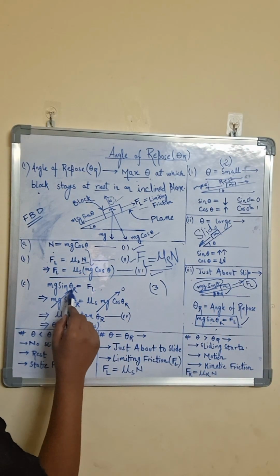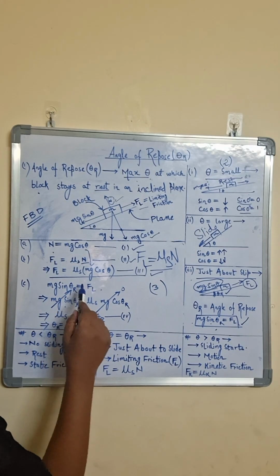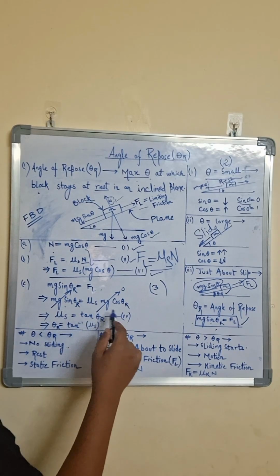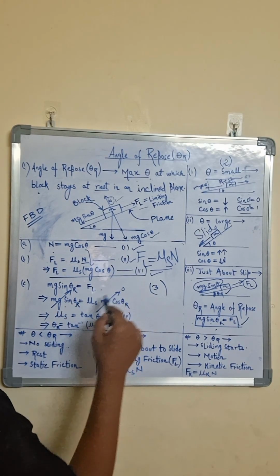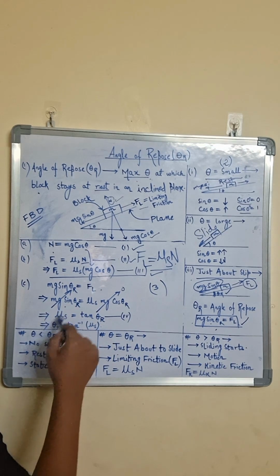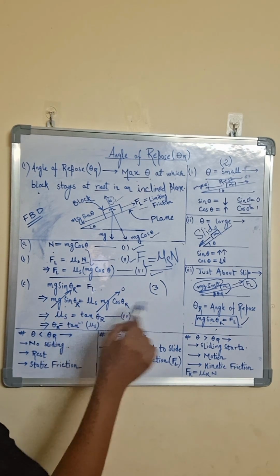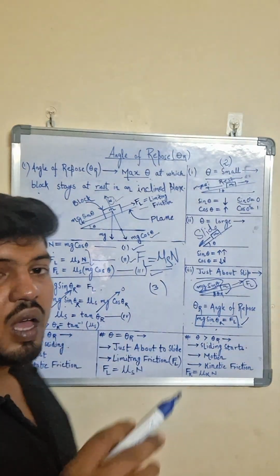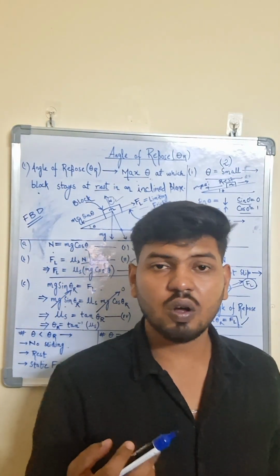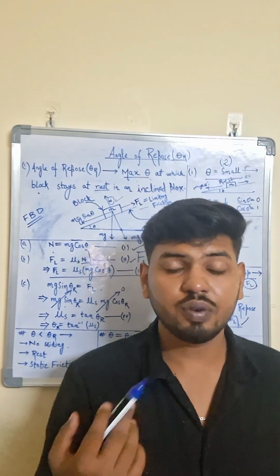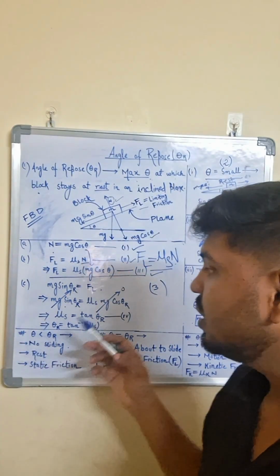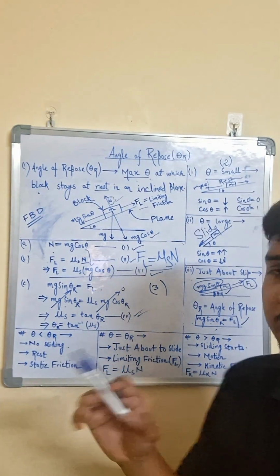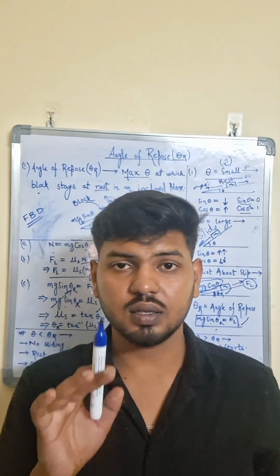So firstly, mg sin theta r is equal to FL. Now we will be putting all the expressions and mg will be cut down and we will be getting mu s equal to tan theta r, where theta r is equal to tan inverse mu s. From this we got the expression of theta r, the angle of repose, with this derivation.